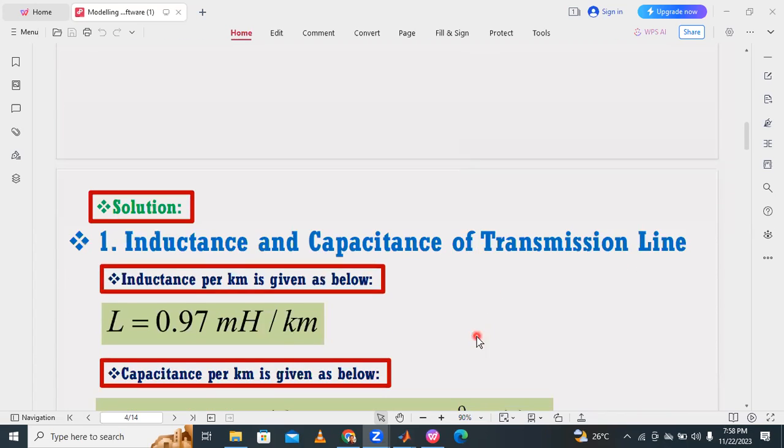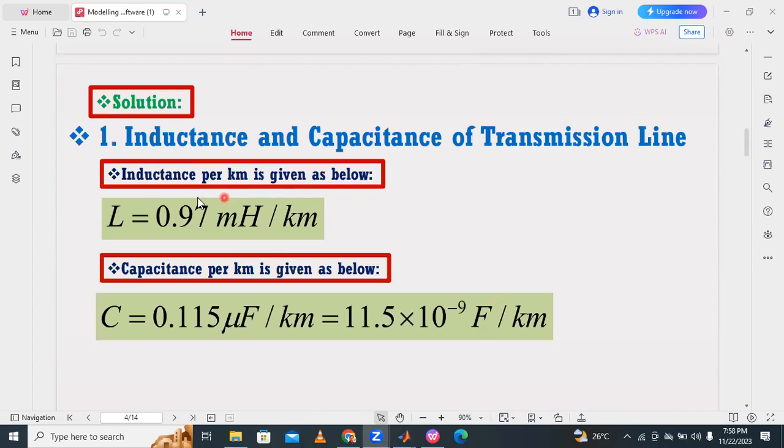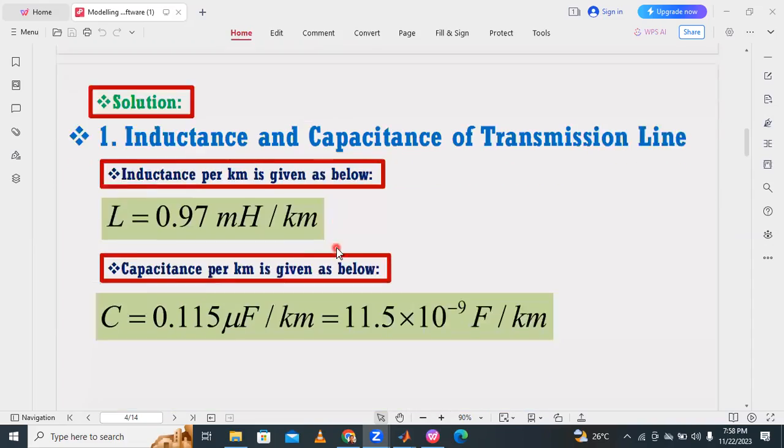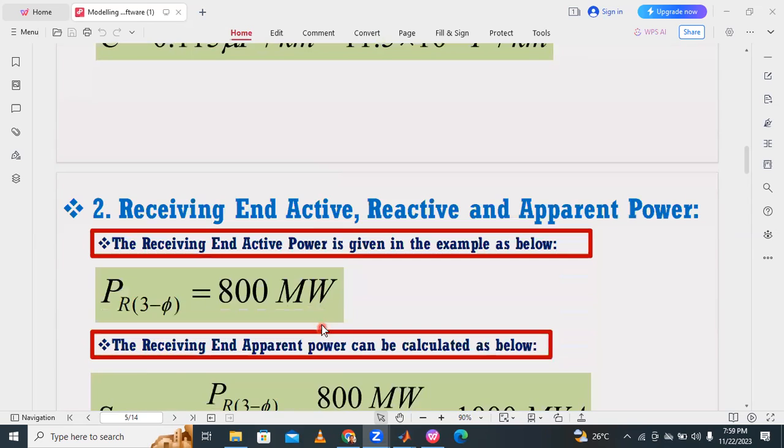From this problem, these are the data. The inductance and capacitance of the transmission line are given like this. Inductance is given as 0.97 millihenry per kilometer, and capacitance is 0.0115 microfarads per kilometer, that is 11.5 into 10 to the power minus 9 farads per kilometer. So these are the L and C values, inductance and capacitance of the transmission line.